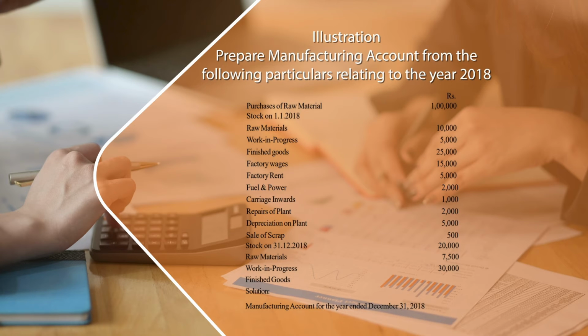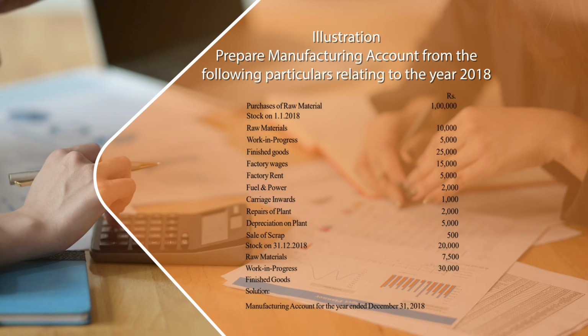So next one is factory wages. Factory wages are 15,000. Then factory rent is 5,000. Then fuel and power 2,000. Carriage inwards 1,000. Repairs of plant 2,000. Depreciation on plant 5,000. Sale of scrap 500. Closing stock: closing stock raw material is 20,000. Work in progress is 7,500 and finished goods is 30,000.